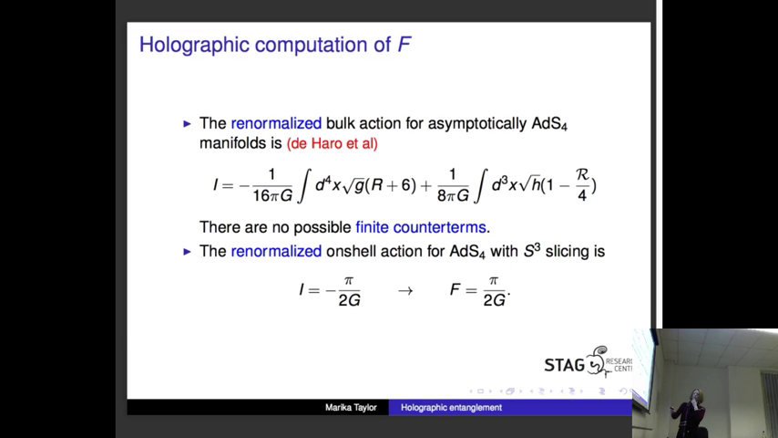So if you calculate the renormalized action of AdS4 with S3 slicing, which gives the partition function for any CFT on S3 that can be described holographically, it's given just in terms of the Newton constant. The F quantity is, up to factors of pi over 2, inversely related to the Newton constant, and again no possible counterterms can change that. Remember F was meant to be counting the number of degrees of freedom, so this is telling you that the number of degrees of freedom in the conformal field theory is inversely related to the Newton constant.